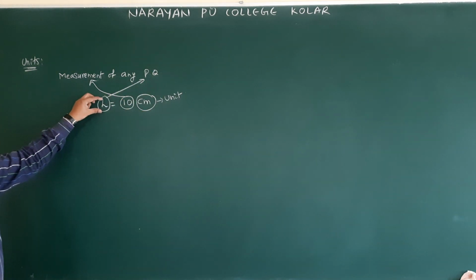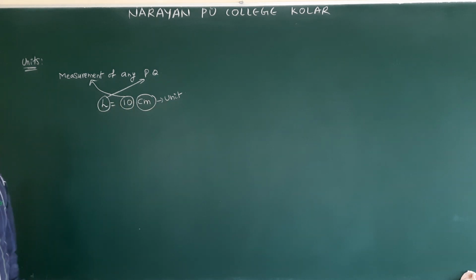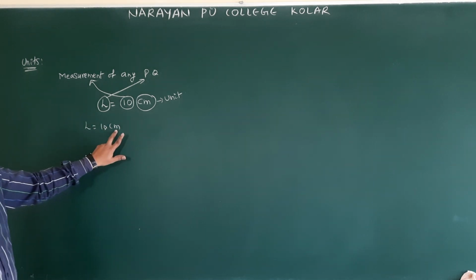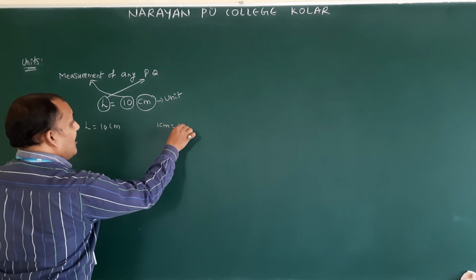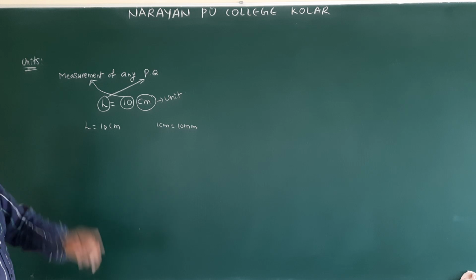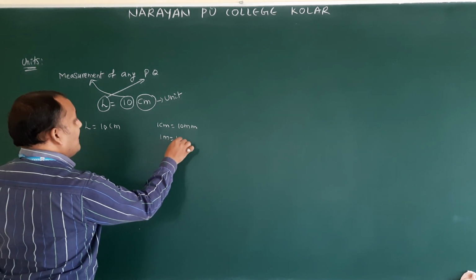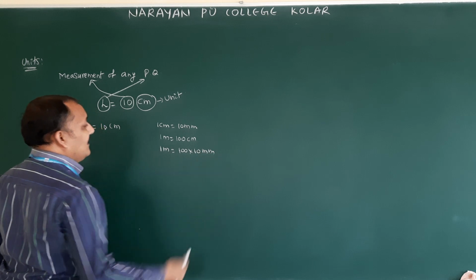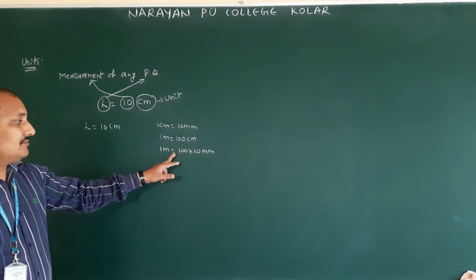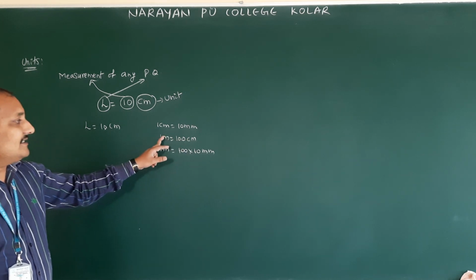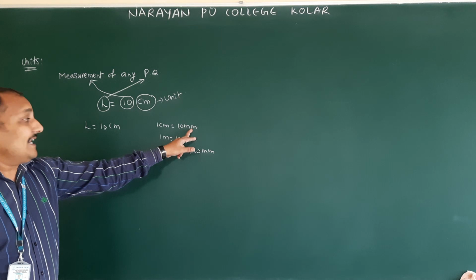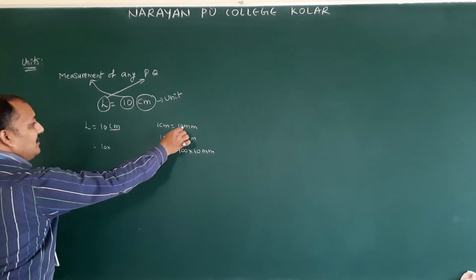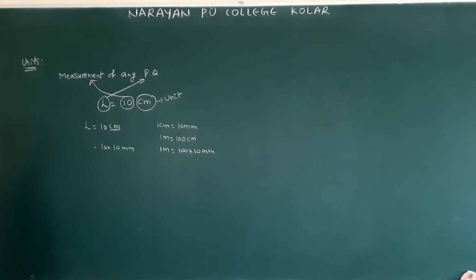Why? Because whenever length is 10 centimeters, we can convert this into millimeters. L is equal to 10 centimeters. So 1 centimeter is equal to how many millimeters? 10 millimeters is equal to 1 centimeter. Like 1 meter is equal to 100 centimeters, so 1 meter is equal to 100 into 10 millimeters, that is 1000 millimeters. 1000 millimeters is called 1 meter, 100 centimeters is equal to 1 meter, and 1 centimeter is equal to 10 millimeters. Correct? So substitute here. 10 into centimeters, I am converting into millimeters. Then what do you want?